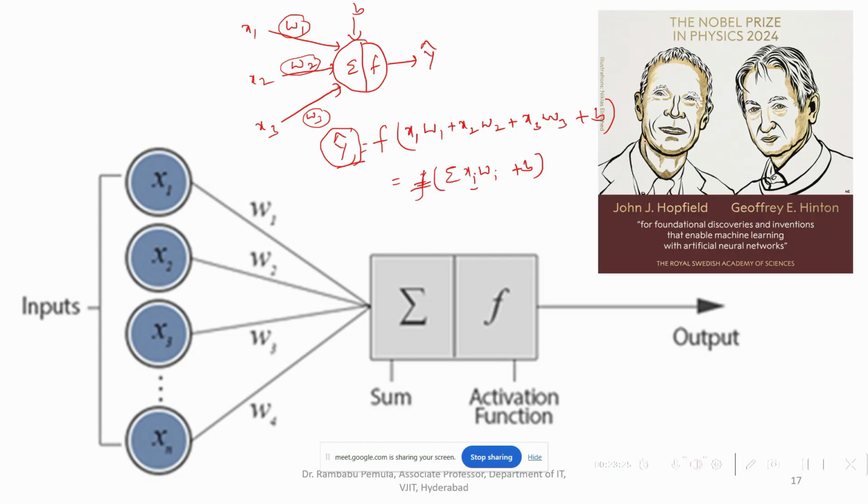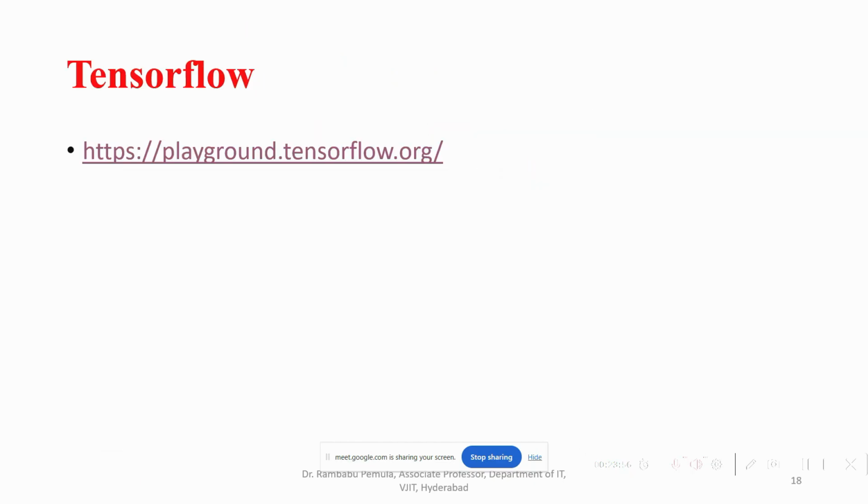Now, whatever the biological neurons are, that is converted into an artificial neural network. This concept was proposed by John J. Hopfield and Geoffrey Hinton. Because of them, nowadays we are using the deep learning concept. Last year they got the Nobel Prize for the invention of these artificial neural networks. In order to understand the basic concepts, first we will see how we work out on all these things.